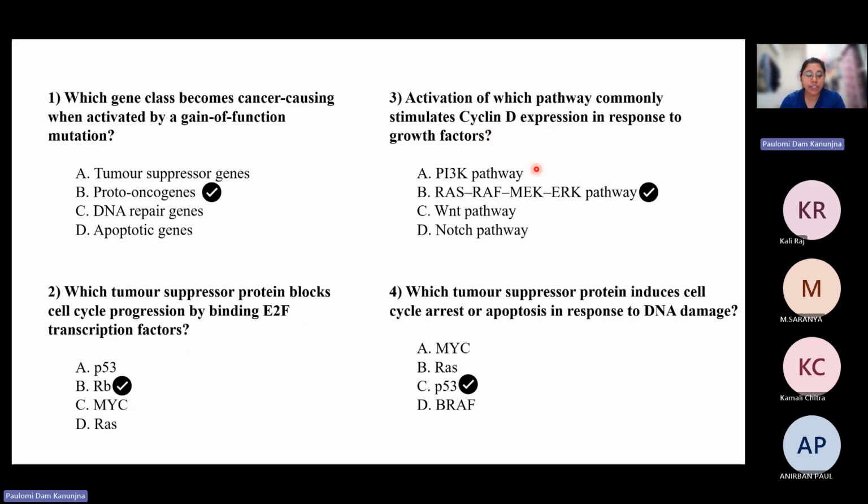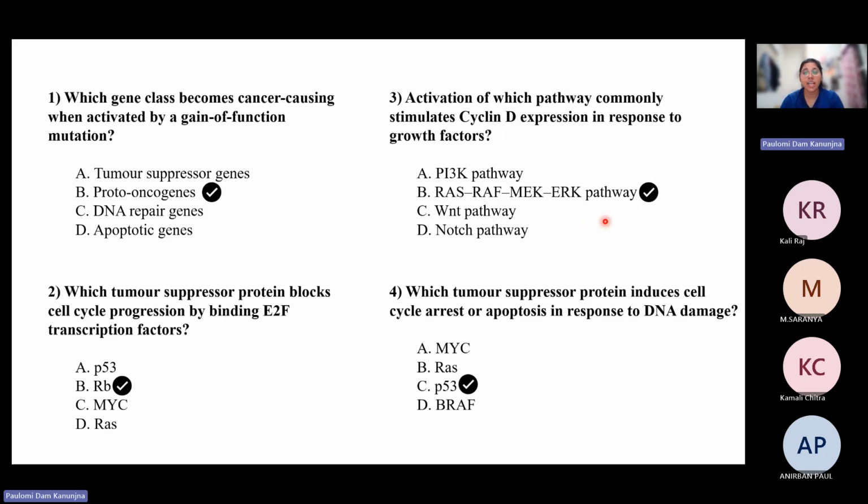Next one says, activation of which pathway commonly stimulates cyclin D expression? RAS, RAF, all these signaling pathways, right? Why are we talking about cyclin D suddenly here? Because we are talking about the cell cycle. Cell cycle is what leads to replication, and all of these signaling pathways are upregulated in cancerous cells. They're continuously working, right?